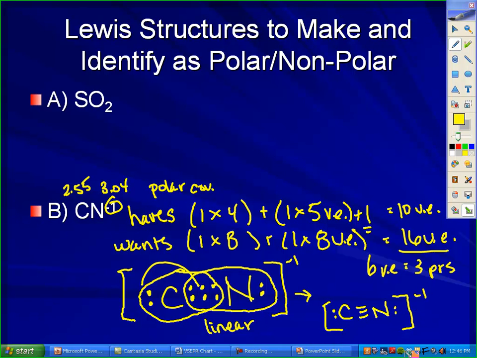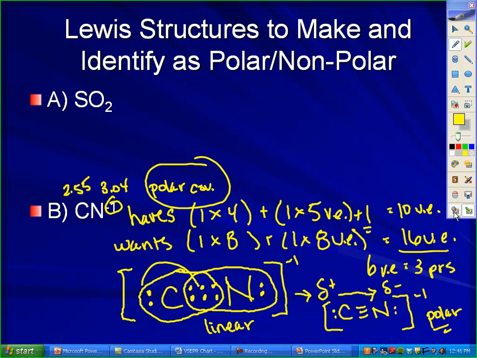Because it is linear and because it is polar covalent, back to our first part, and because carbon is less electronegative than nitrogen, it is going to be a polar molecule with the partial negative end being on the nitrogen side and the partial positive end being on the carbon side, with an overall -1 charge. So it is polar. The bond is polar, which makes the molecule polar.